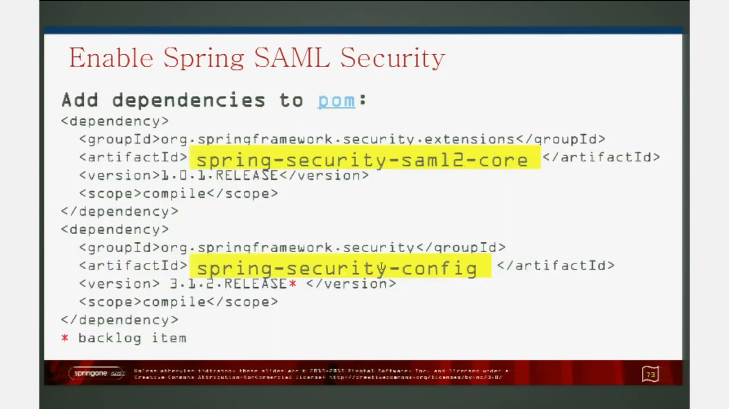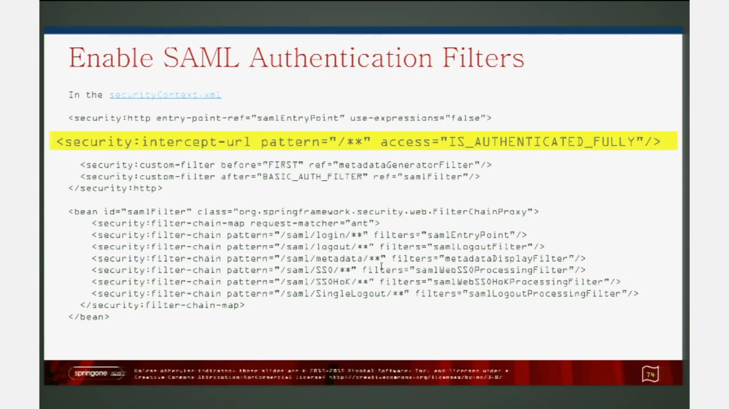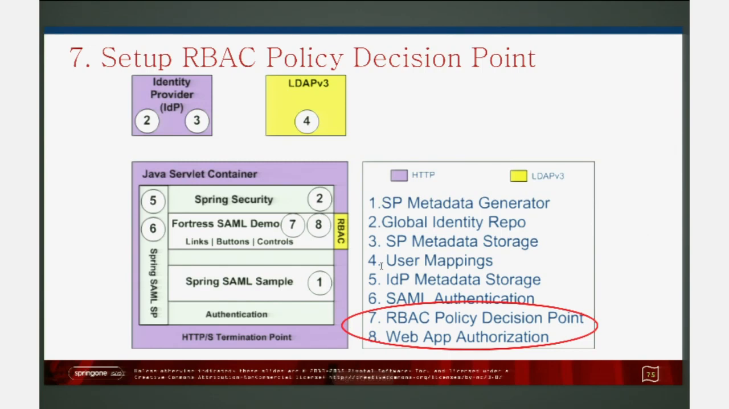Okay, so now we're going to enable SAML authentication using Spring. Again, we're back to the Maven file. We're going to drop a couple more dependencies in our POM file to tell it to pull down the Spring Security SAML dependencies. And then we're going to go back to the context, and we're going to enable the SAML authentication filter. And it's really just that easy.